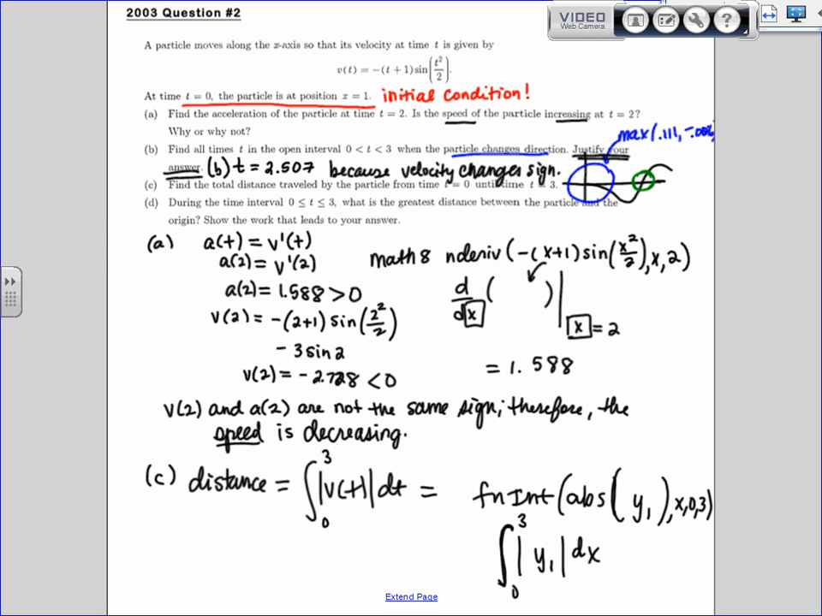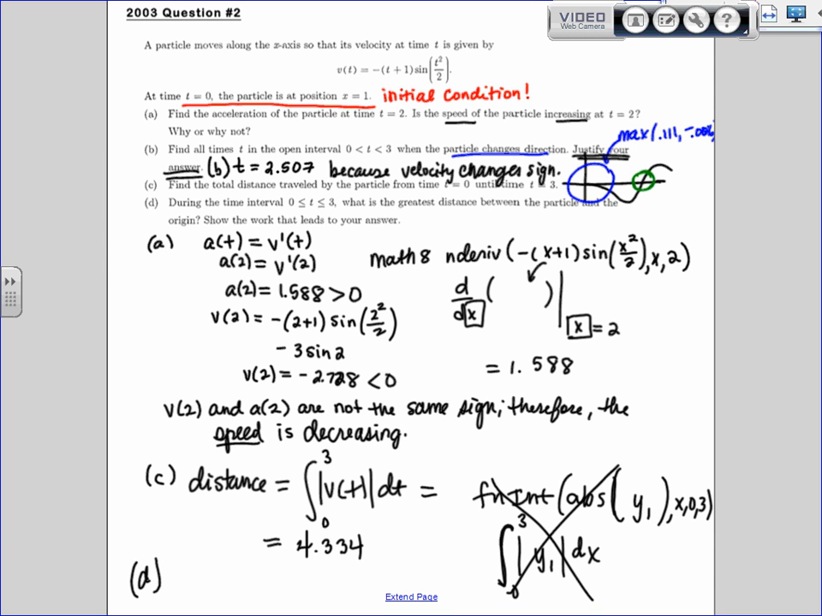Okay, and hit enter. You don't have to show this setup or anything on your AP Calc test, but when you do that, you get 4.334. That's 4. Okay. What if I had said displacement? What would be the difference? No absolute value, right?